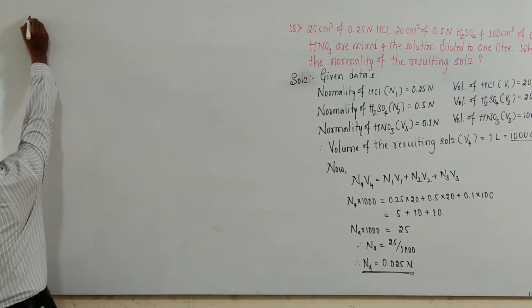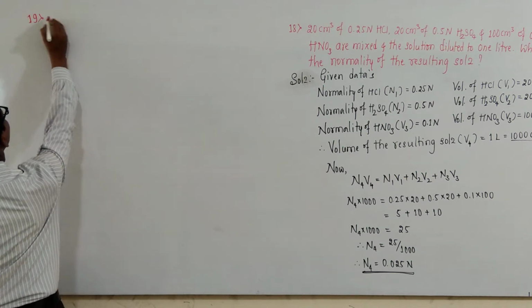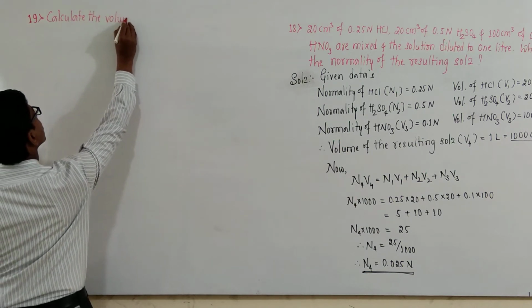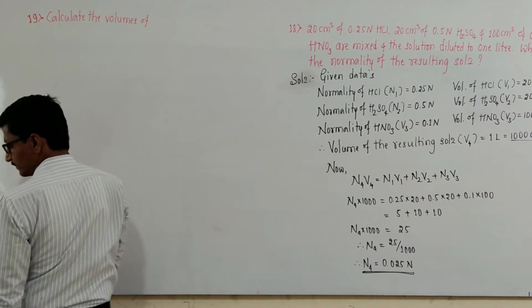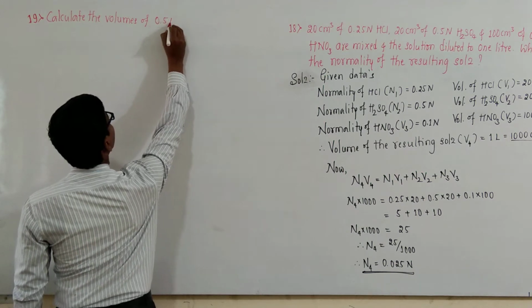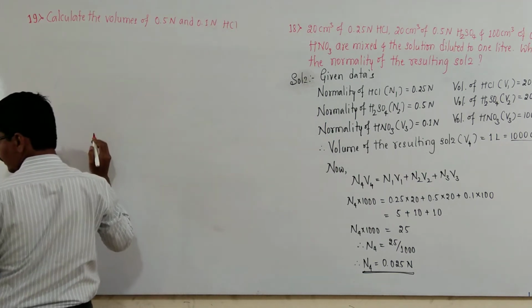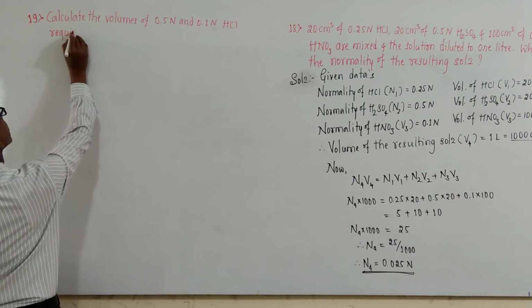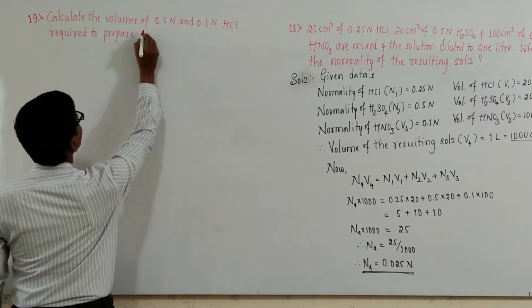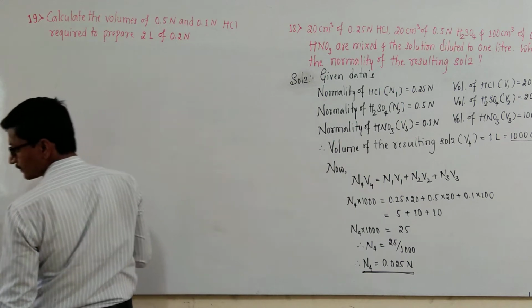Next question is 19th. Calculate the volumes of 0.5 normal and 0.1 normal HCl required to prepare 2 liter of 0.2 normal HCl solution.